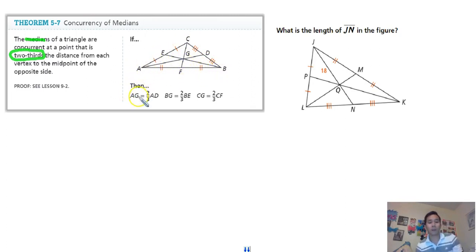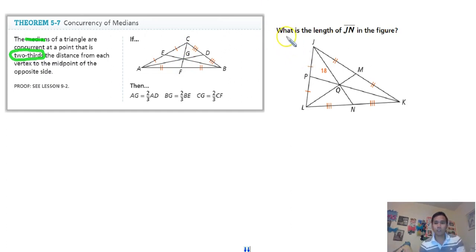Therefore, you have AG is equal to two-thirds of AD. Also, BG is two-thirds of BE. And CG is two-thirds of CF. So we are talking about measurements here. Now, we are going to apply this theorem in solving this problem.